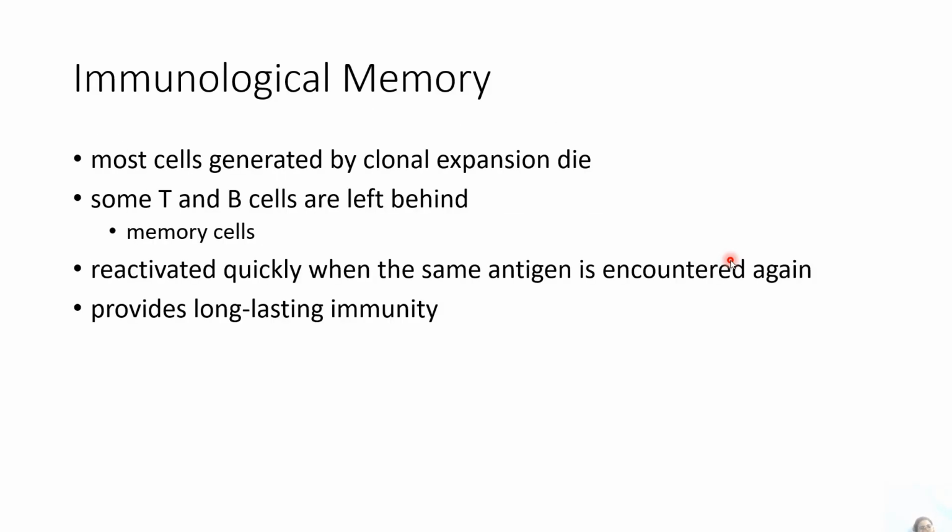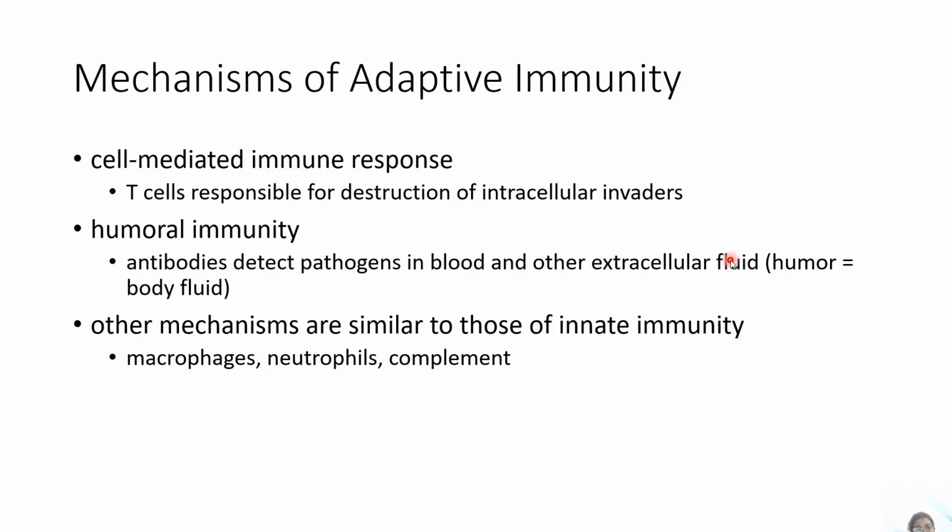Immunological memory. Most cells generated by clonal expansion die. Some T and B cells are left behind. Memory cells are reactivated quickly when the same antigen is encountered again. This provides long-lasting immunity.